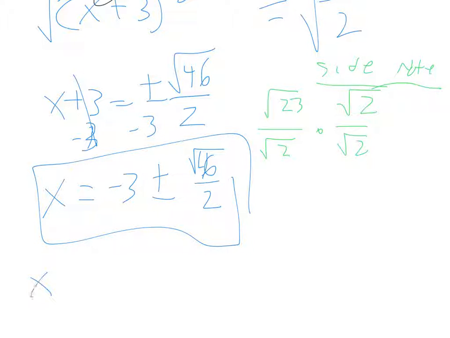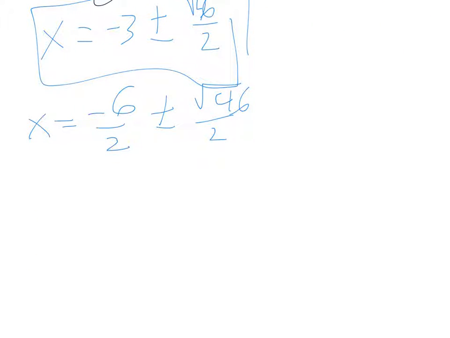Your book goes further, and it even goes so far as to combine those two. Since they have the same denominator, combine it into a single fraction. X equals negative 6 plus or minus square root of 46, all over 2.